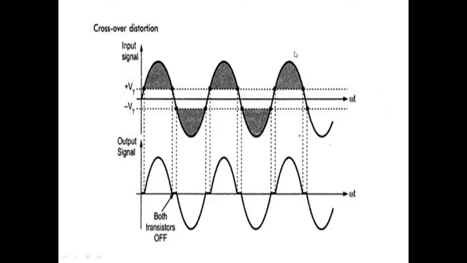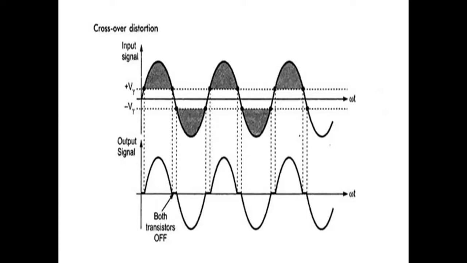Next, during the negative half cycle, the second transistor is on. The same case applies: only when it is beyond minus 0.7 volts will that transistor be on, and then only can we get some output signal. That means whenever the input signal crosses the cut-in voltage, the transistor is on and the output will appear.